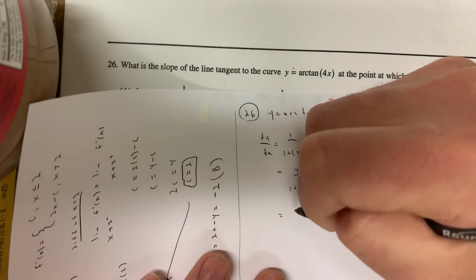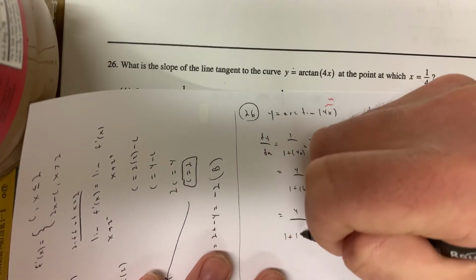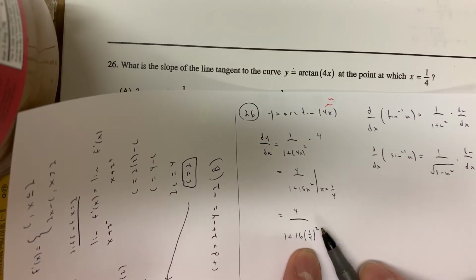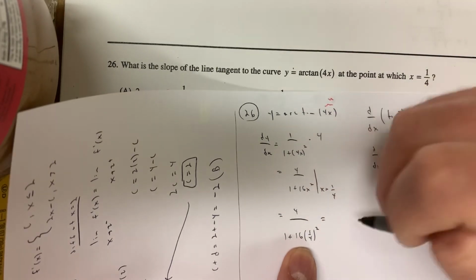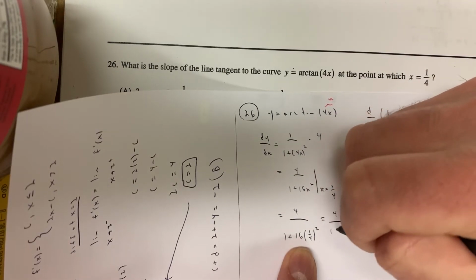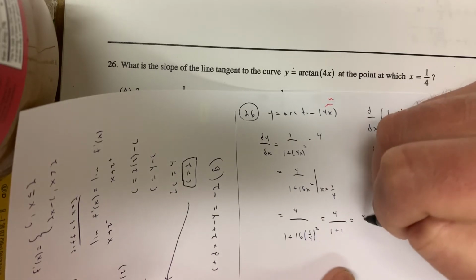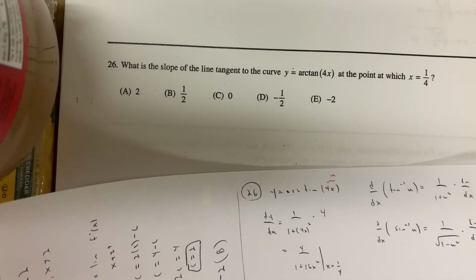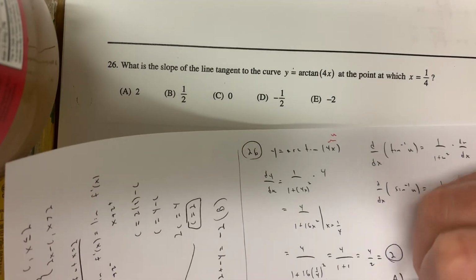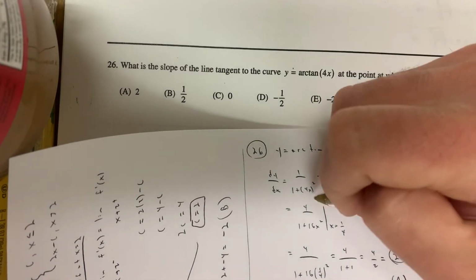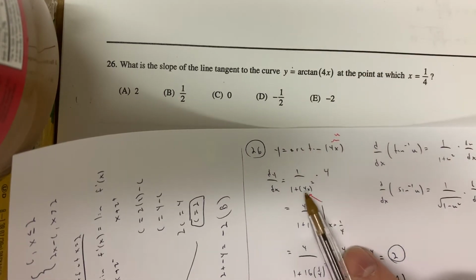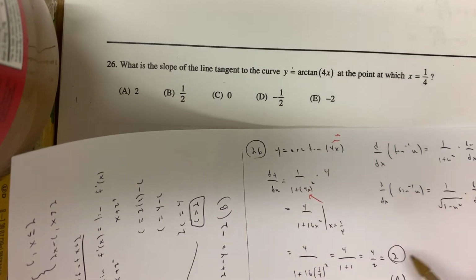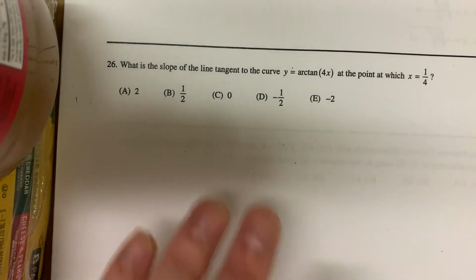So that's really going to be 4 over 1 plus 16 times 1/4 squared. 1/4 squared is 1/16, and 16 times 1/16 is 1. So 4 over the quantity 1 plus 1 is really 4 over 2, which gives us our answer of 2, which is multiple choice selection A. It's actually a lot easier if you plug the 1/4 in right here. 4 times a fourth is 1, square that and you get 1, 1 plus 1 is 2, and 4 divided by 2 gives you 2 that way. So there are other ways to do it.